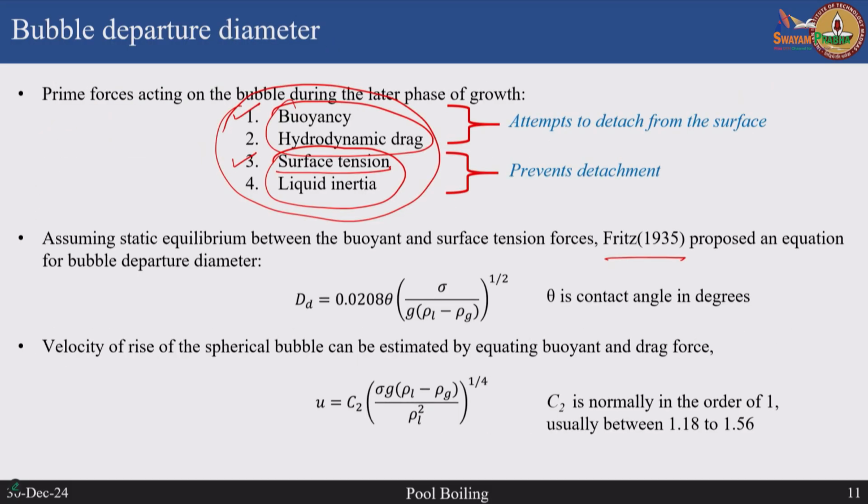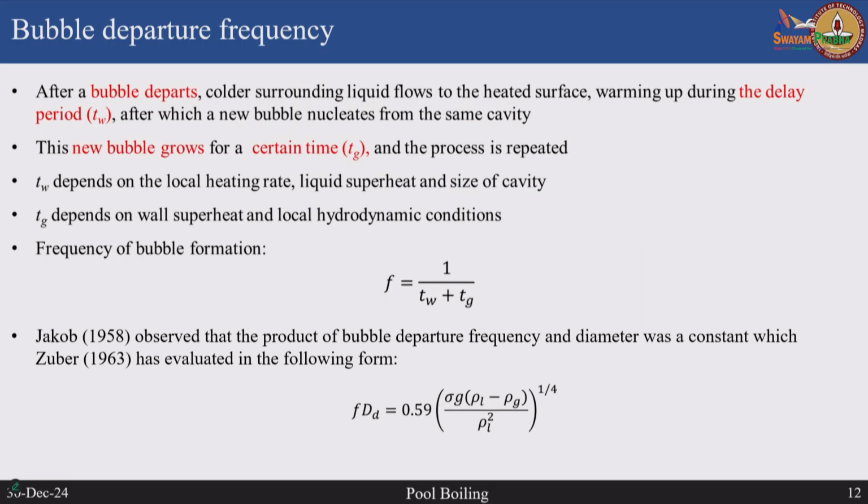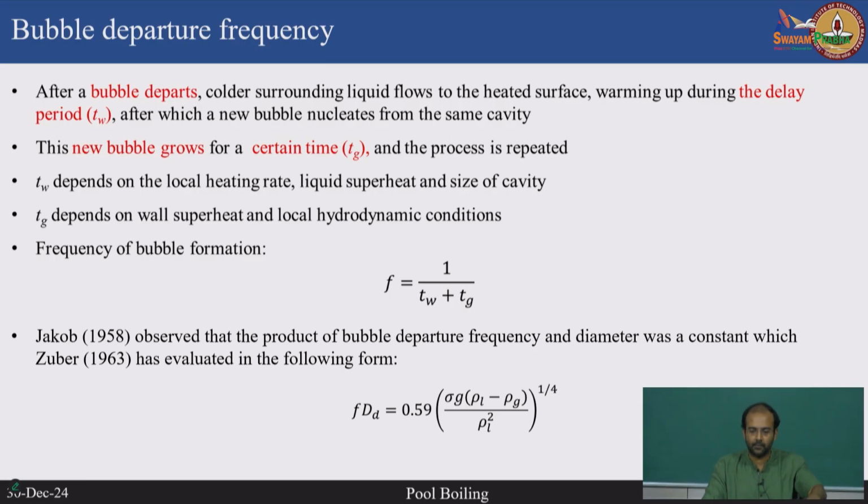Now, apart from the bubble departure diameter, you also want to know the rate at which these bubbles depart. So whether there is only one bubble departing in 1 second, or hundreds of bubbles departing in 1 second. These are also given by some kind of empirical model.